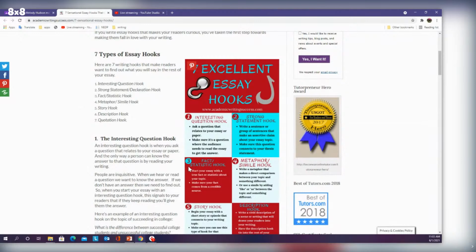And then the metaphor or simile hook, where you write a metaphor that makes a direct comparison between your topic and something else, or you're using a simile by adding like or as between this topic and something different.